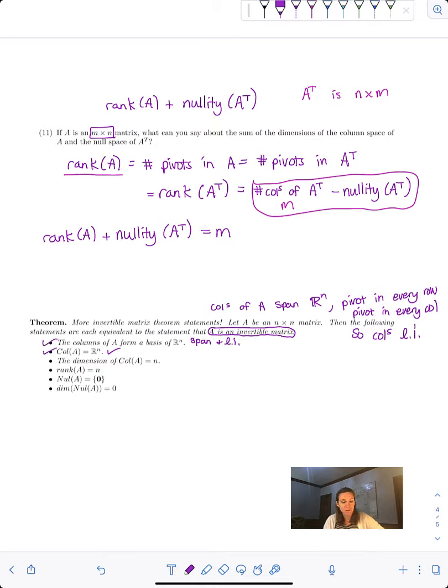The dimension is the number of pivots. There's a pivot in every row, so the dimension of the column space is n. And the rank is also the number of pivots, so this both comes from having n pivots. And now for the null space, we remember that the rank plus the nullity equals n. And so n plus the nullity equals n. So the nullity, the dimension of the null space, equals 0. And so it is just the 0 vector.